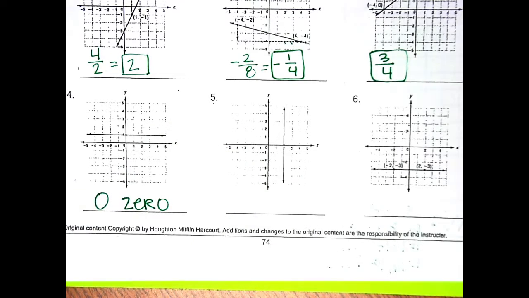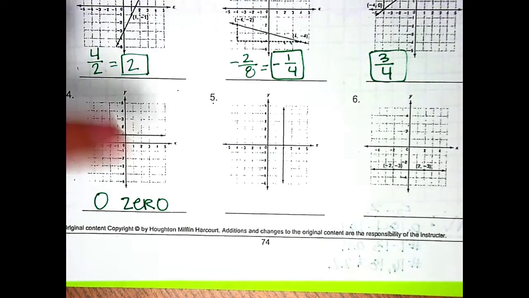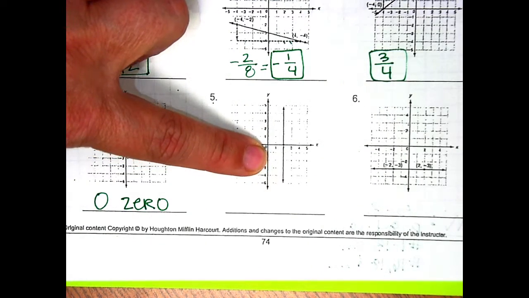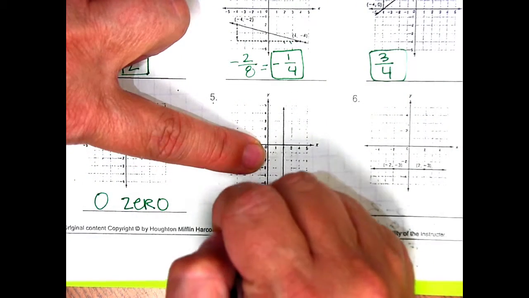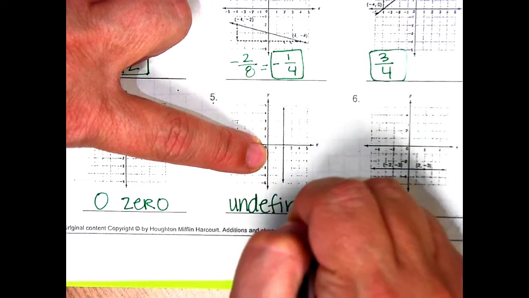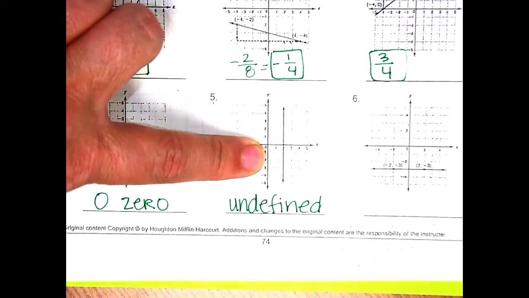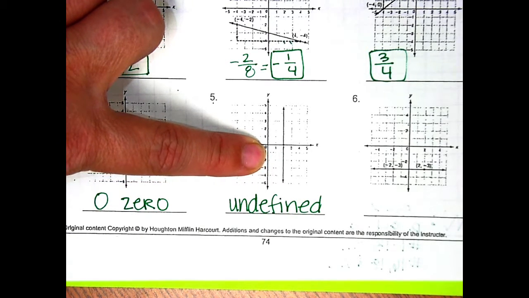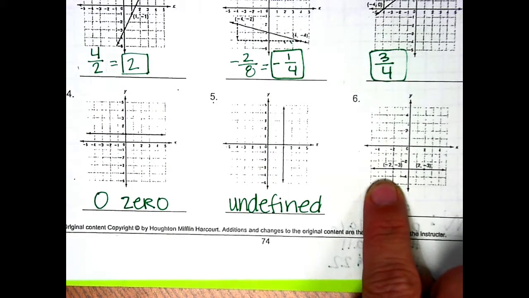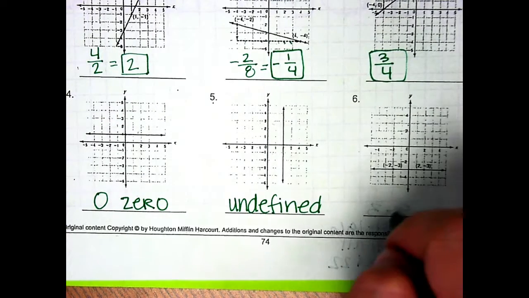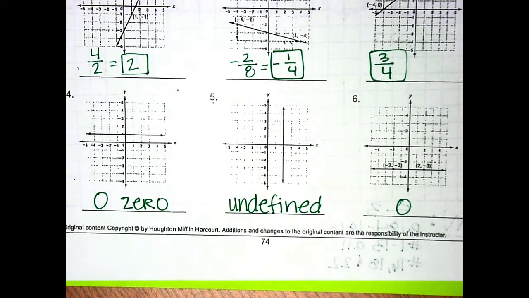Either one's acceptable. Number 5 is a vertical line. It's infinitely steep, so we call that undefined. There is no cool symbol or anything for it. You just have to write the word undefined. And again, on 6, they actually gave you 2 points, but it's a horizontal line, so the slope is going to be 0.